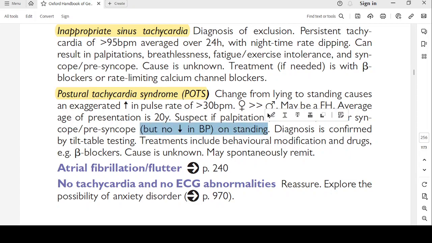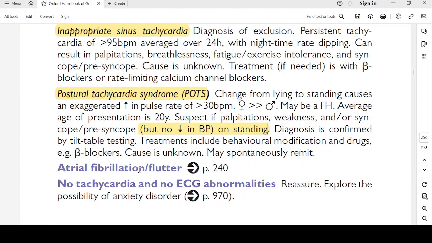So on standing there is no decrease in BP, but there is an increase in pulse rate of more than 30 beats per minute. You have to suspect POTS. Diagnosis is confirmed by tilt table testing. Treatments include behavioral modification and drugs, for example beta blockers. Cause is unknown, and it may spontaneously remit.